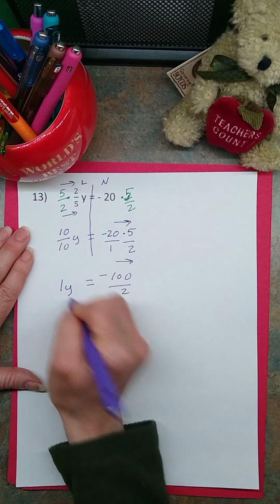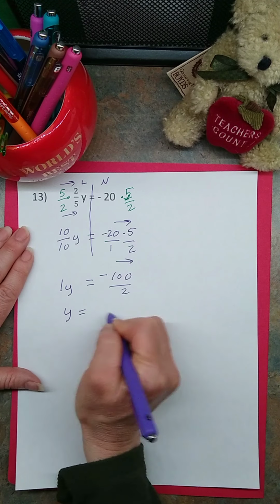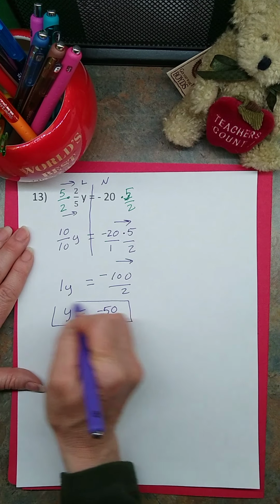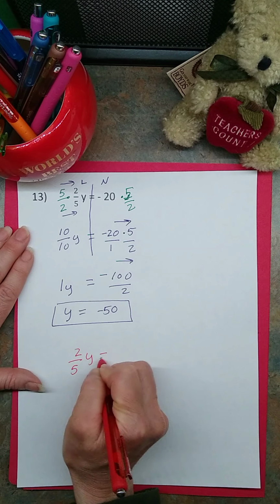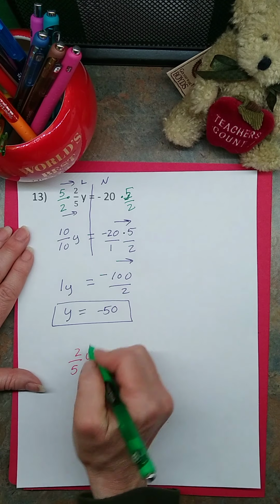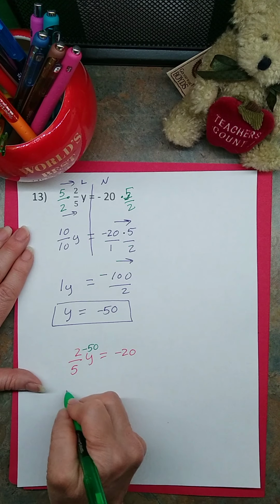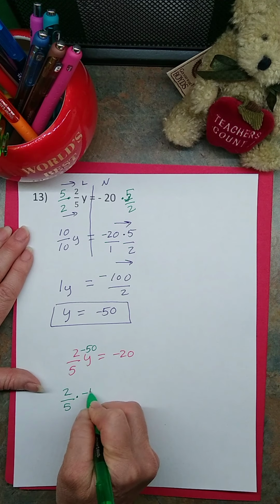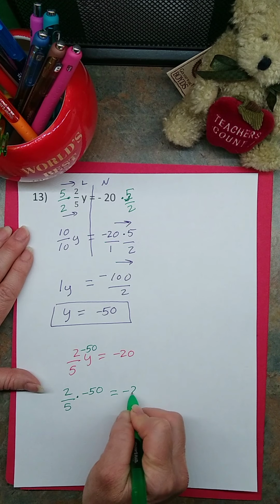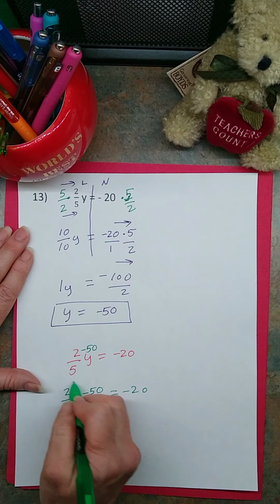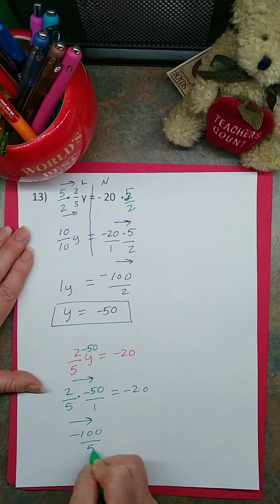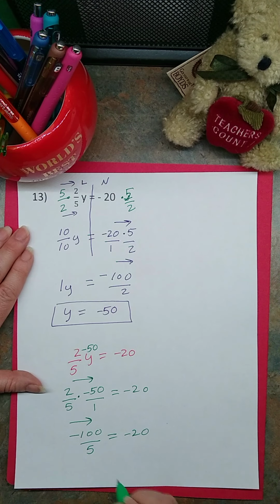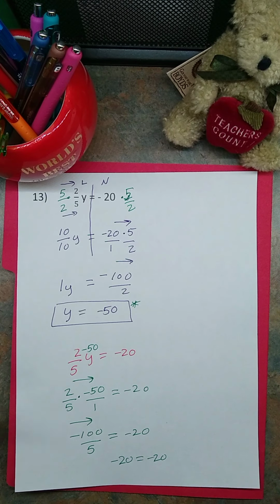10 over 10 is 1y. So y is equal to negative 50. Final answer. Let's check it. 2/5 y is negative 20. Put the value of negative 50 in the spot marked y. Put negative 50 over 1, times it straight across the top, straight across the bottom. Is negative 100 divided by 5 negative 20? Yes, it is. Negative 20 is negative 20. So we know our answer is correct.